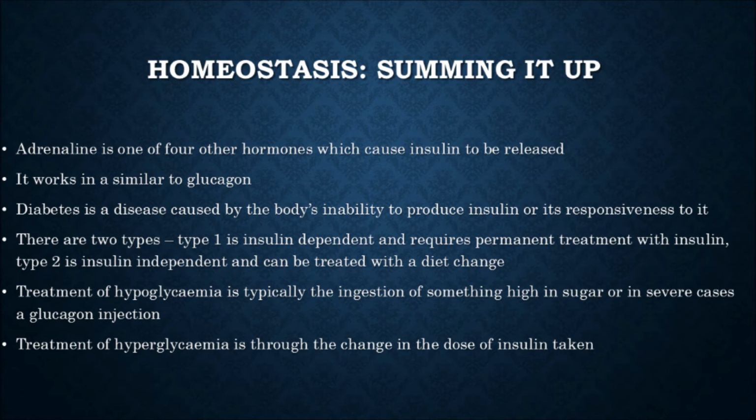Diabetes is caused by the body's inability to produce insulin or its lack of receptiveness to insulin. There are two types. Type 1 is insulin dependent and requires permanent treatment, whereas type 2 is insulin independent and can be treated with a diet change. The treatment of hypoglycemia is typically the ingestion of something sugary or a glucagon injection to increase glucose levels. The treatment of hyperglycemia is through a change in insulin dosage so that the right amount is given, making sure there is enough insulin in the system.